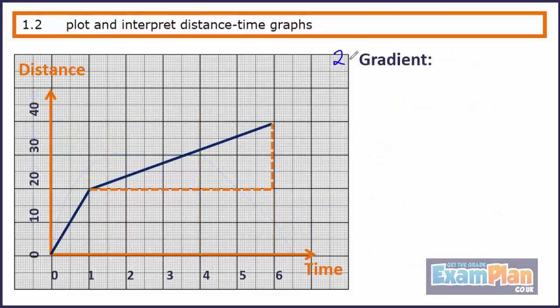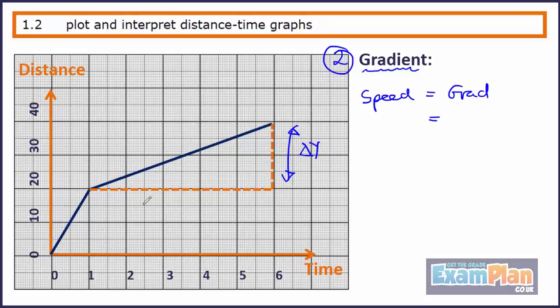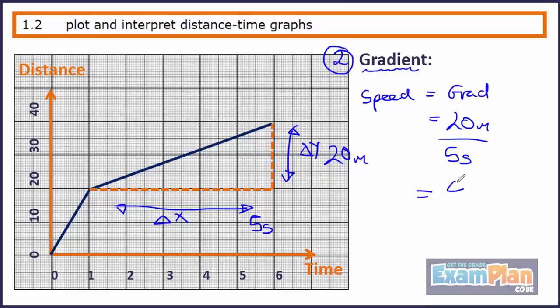The second thing you will need to be able to do with a distance time graph is calculate the speed. Now we already know that speed is the gradient of the graph. So to calculate speed, we need to calculate the gradient. To find the gradient, we do the change in y divided by the change in x. In this example, the change in y is 20 metres and the change in x is 5 seconds. The gradient therefore equals 20 metres divided by 5 seconds, giving us a speed of 4 metres per second.